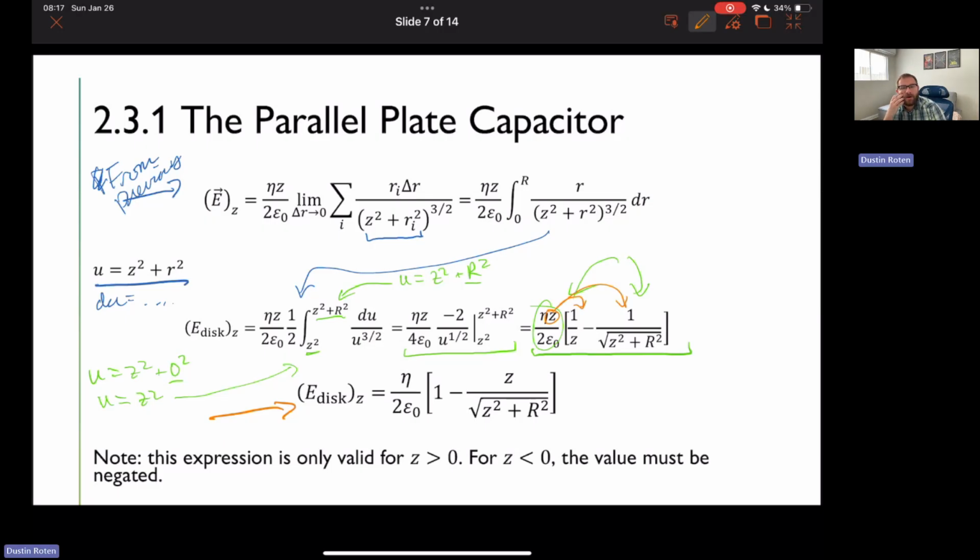Okay, so that was a whole lot of work for just one piece of a parallel plate capacitor. Remember, this is just for one disk. Do note that this is only for positive Z. If we wanted to go in the negative direction, we have to negate this value. So if this is our parallel plate capacitor and this is Z, all the math we did was for some point over here. If we wanted to figure out, we'll call this P prime, the electric field over here on this other side, remember we have to put that negative sign in front of it.